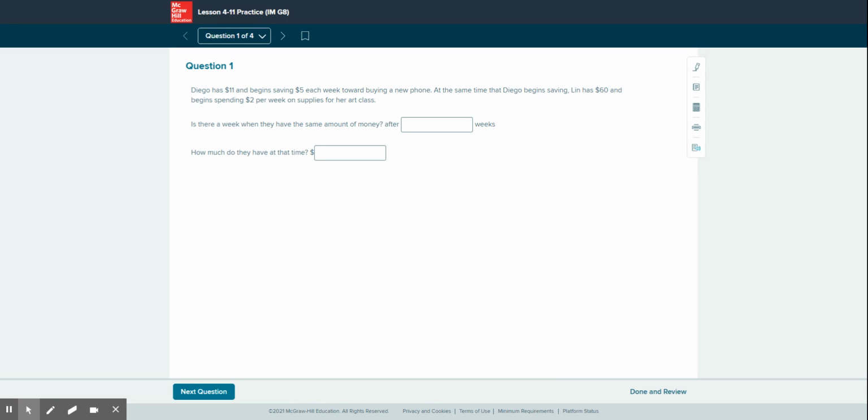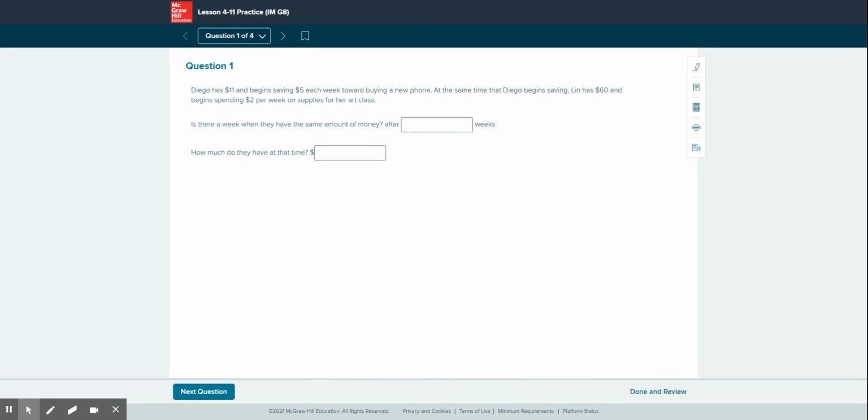So let X be the number of weeks. When we talked about this, we have Diego. He starts out with $11 and he's saving $5 every week. And then we have Lynn, who has $60, but she's spending $2 per week. So what we want to do is find out at what point would they be equal to each other? At what point would Diego have the exact same amount of money as Lynn? And so how many weeks would that be? So we just set these up to find out what is the value of X.